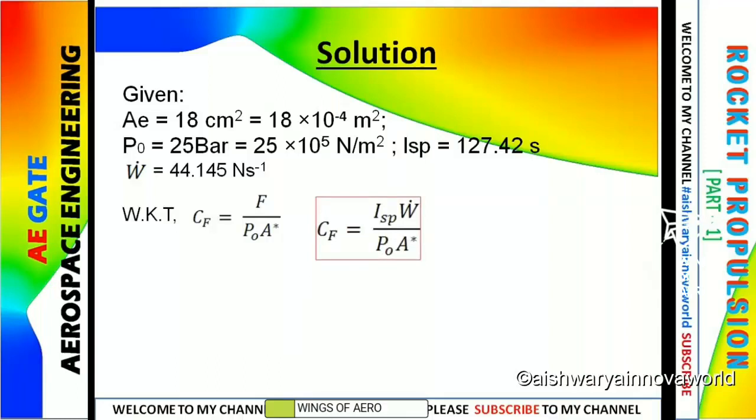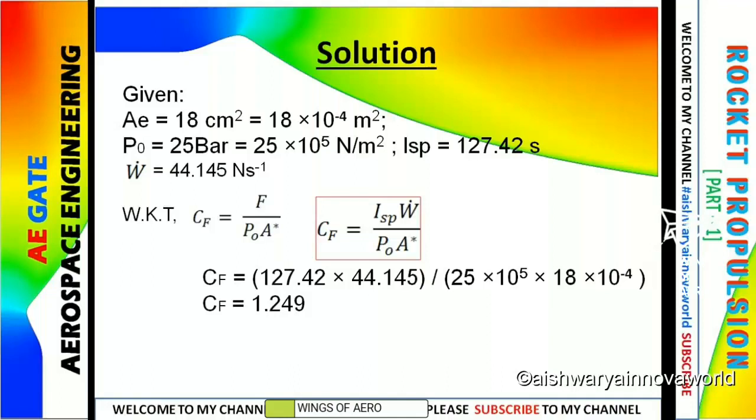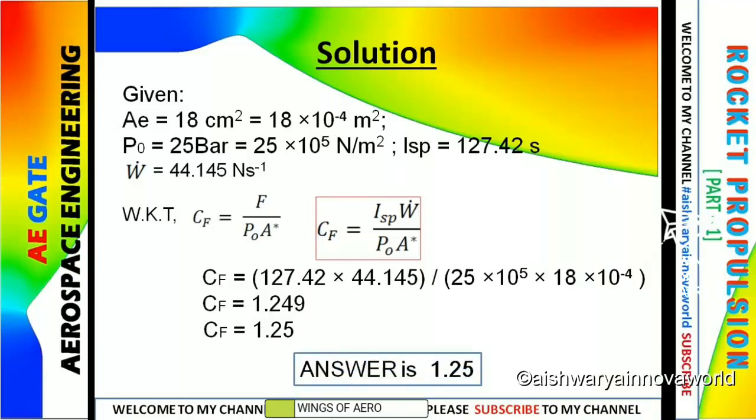So what can be written further is that F can be written as Isp times W dot, because from the formula you know that Isp is the ratio between the thrust and the weight flow rate of the propellant. So from there you can write that F equals Isp into W dot. Now simply substitute the values in the above equation and we get CF equals 1.9. And here they have asked for 2 decimal places, so you have to approximate the value, and the answer is 1.25.